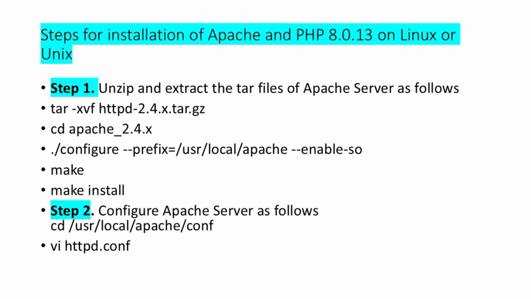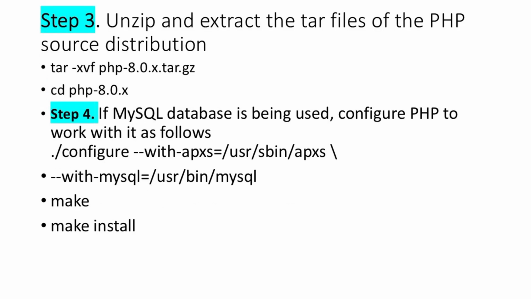Then, open the configuration file using a text editor such as vi with the command vi httpd.conf. This file controls how Apache runs on your system, including server settings, modules, and PHP integration. You'll need to make specific edits here to connect Apache with PHP, which we'll explain in the next steps. Now that we've configured Apache, let's move to the next part, installing PHP itself on your Linux or Unix system.